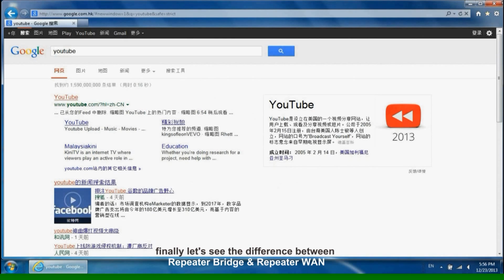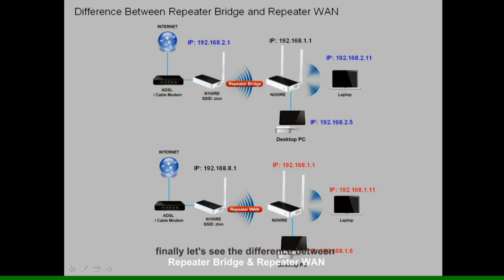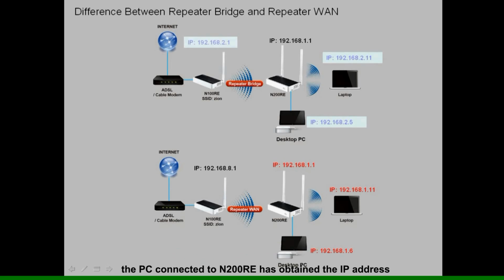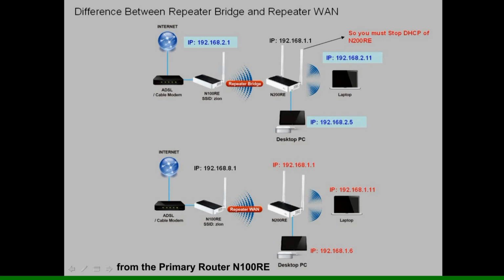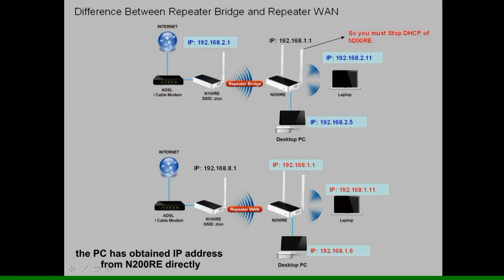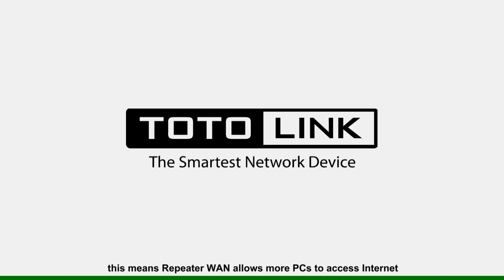Okay, finally, let's see the difference between repeater bridge and repeater WAN. For repeater bridge, the PC connected to N200RE has obtained the IP address from the primary router N100RE. So we must stop DHCP of N200RE. But for repeater WAN, the PC has obtained an IP address from N200RE directly. This means repeater WAN allows more PCs to access the internet.